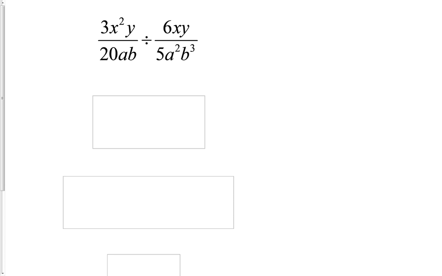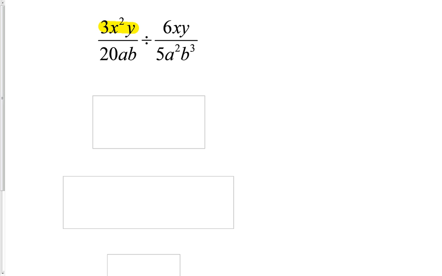Now we're going to divide rational expressions. Now this might seem particularly complicated because rational expressions are already fractions, so we're going to have fractions divided by other fractions. But if you remember from doing normal fractional division, all you need to do is multiply by the reciprocal. So let me show you.